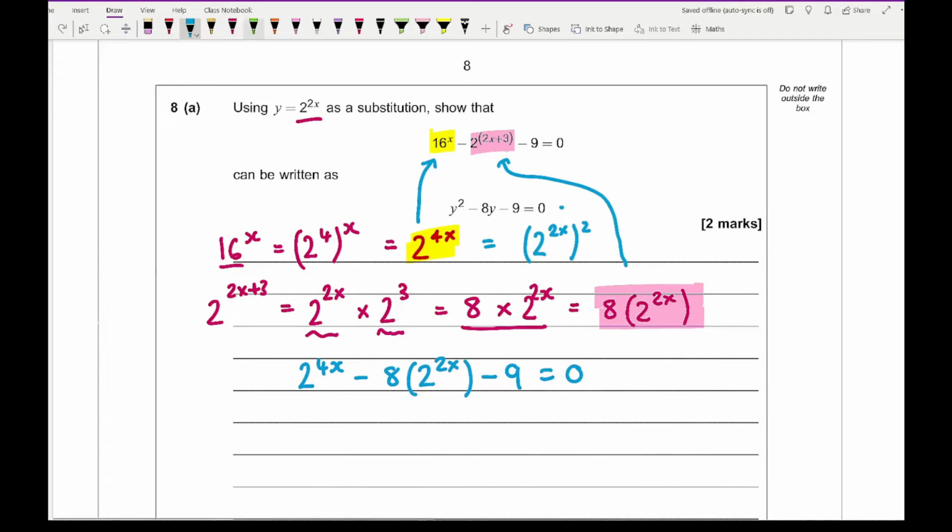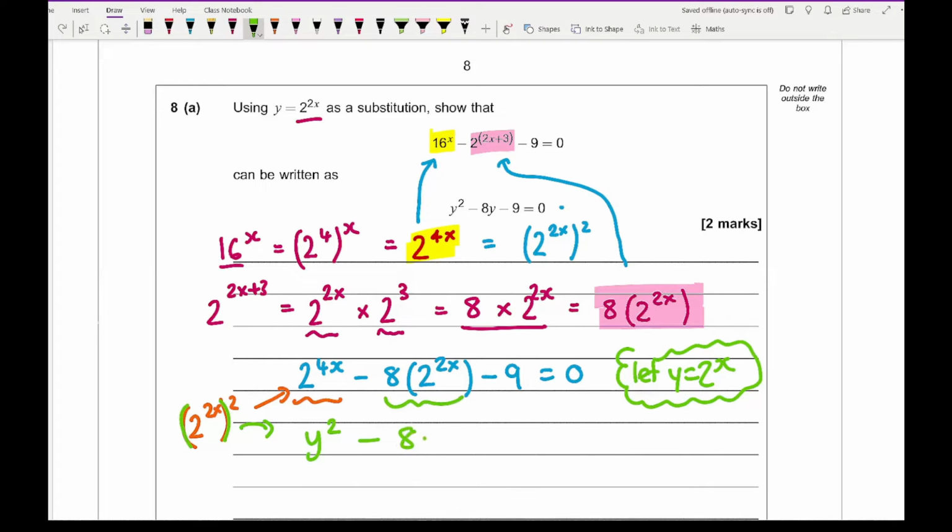Now if I then let y equal 2 to the power of x, then another way of writing this is going to be 2 to the power of 2x times 2. So if I write it like that, then this is therefore incorporating y. This bracket is going to equal y, so that's going to be y squared. This is going to be 8y minus 9 equals 0, which is what they wanted me to show.